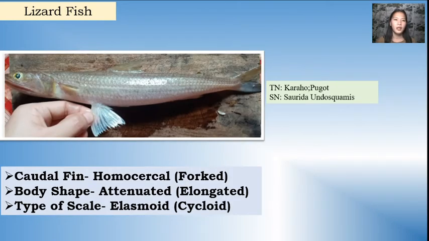So, yan. Si lizard fish, ang kanyang Tagalog name is Carajo or Pugot. Ang scientific name niya is Saurida undosquamis. Ang type of caudal fin niya is homocercal or forked. Body shape niya is attenuated or elongated. Type of scale niya is elasmoid, cycloid.